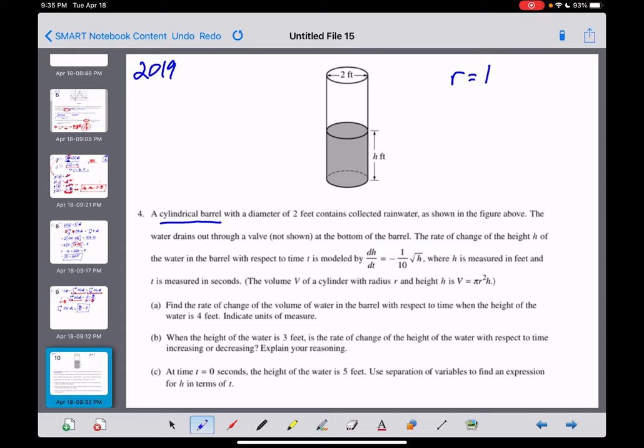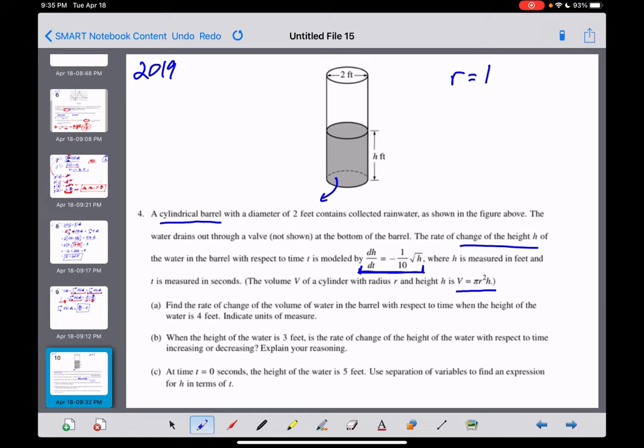But anyway, water is draining out through the bottom of the tank, and they've given you the rate of change of the height of the water in the barrel by this derivative right here, negative 1/10 times the square root of h. Then they were kind enough to tell you the formula for the volume of a cylinder, which of course everybody knows from geometry anyway, is pi r squared h.